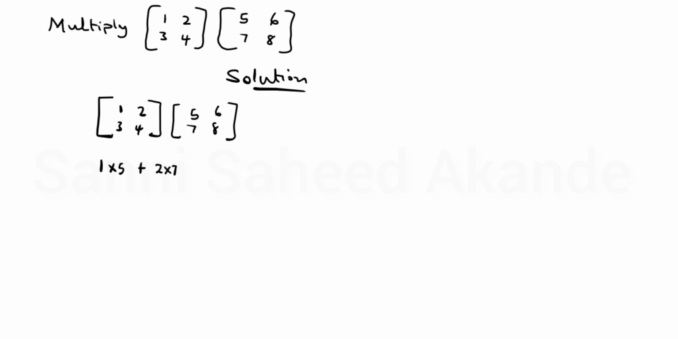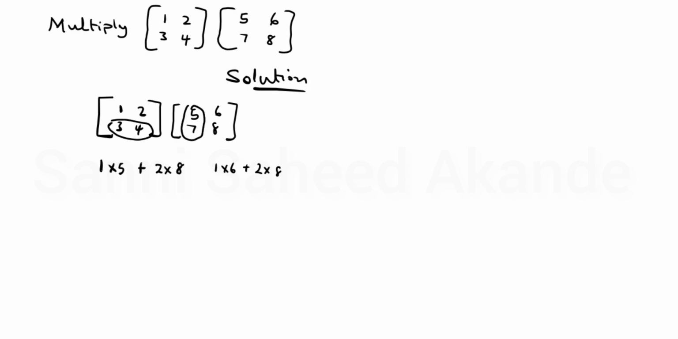We will still pick this first row here and use it to multiply the second column here. That means we are going to use this 1 to multiply this 6, and this 2 will multiply this 8. Is that okay? So let's go ahead and do that. We now have 1 times 6 plus 2 times 8. Then we do the same for the second row. This second row, we use it to multiply the first column here.